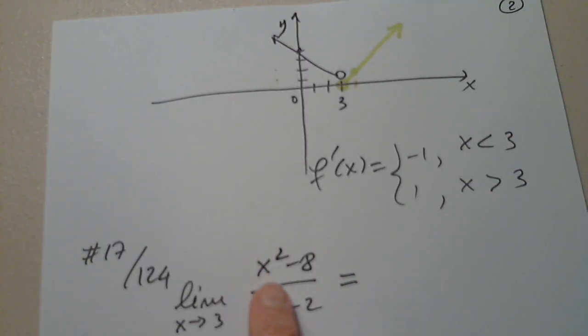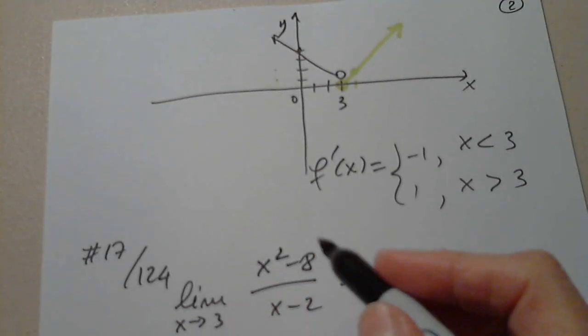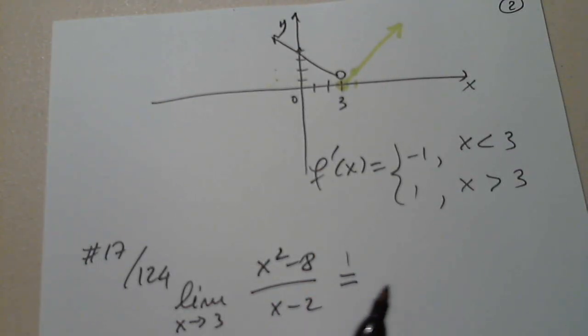So when I plug in 3, I get 9 minus 8, which is nice. And on the bottom, I get 3 minus 2, which is 1, which is nice. I don't have to do anything. There is no need for any strategy here. I don't even have to think. The top approaches 1, the bottom approaches 1, 1 over 1 is 1.